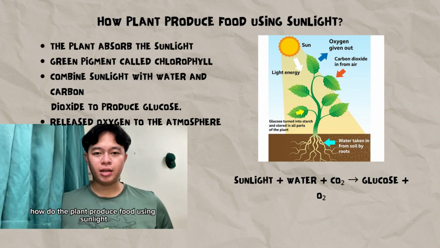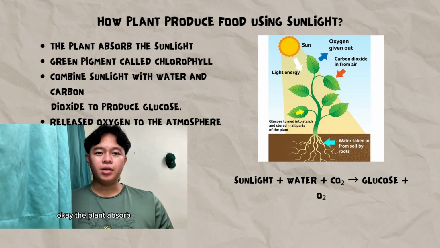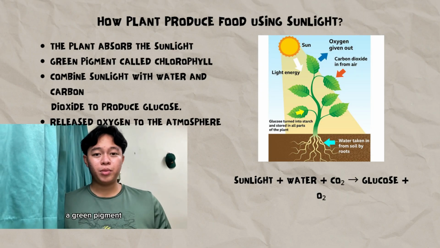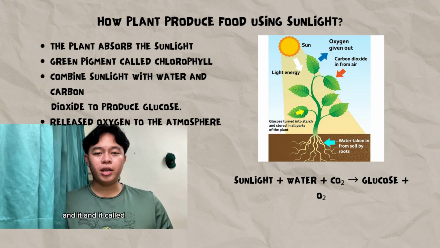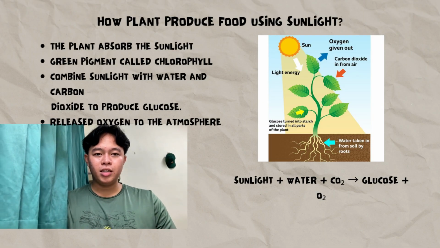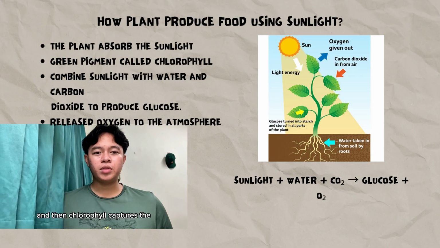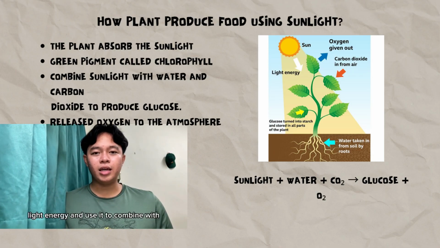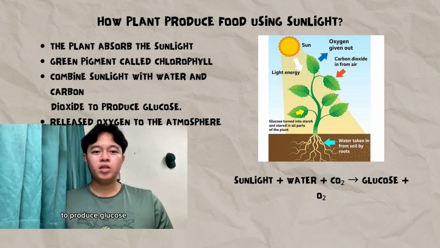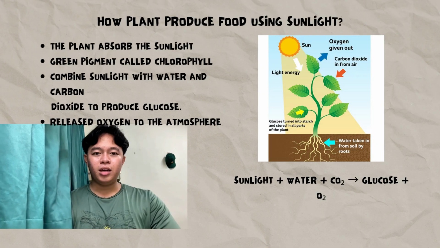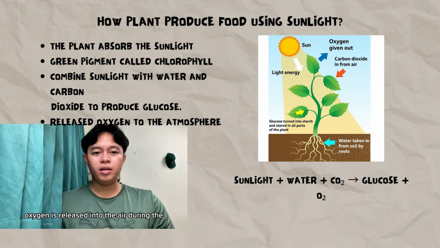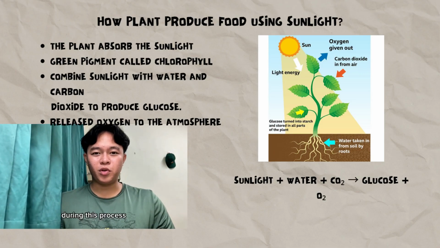produces food using sunlight. The plant absorbs the sunlight through a green pigment called chlorophyll, which is found in chloroplast. And then chlorophyll captures the light energy and uses it to combine with carbon dioxide and water to produce glucose. After that, oxygen is released into the air during this process.